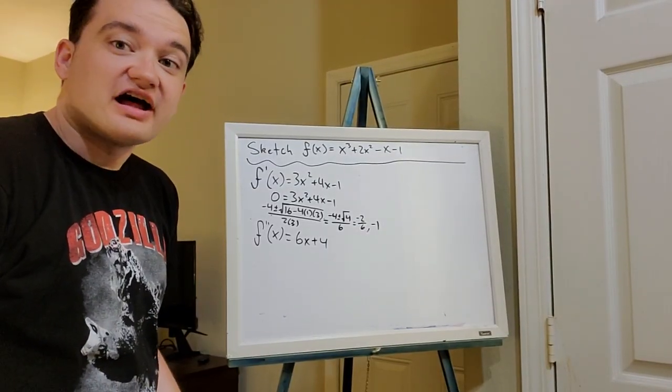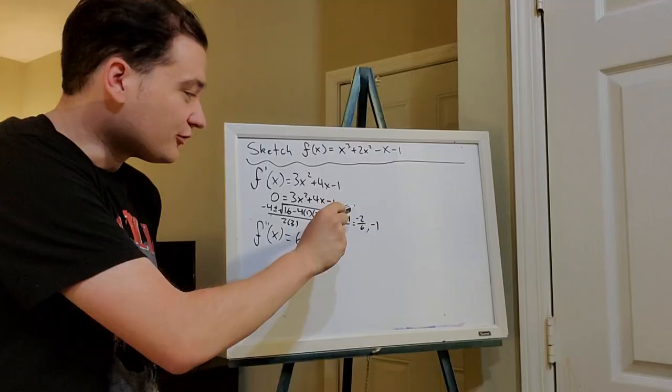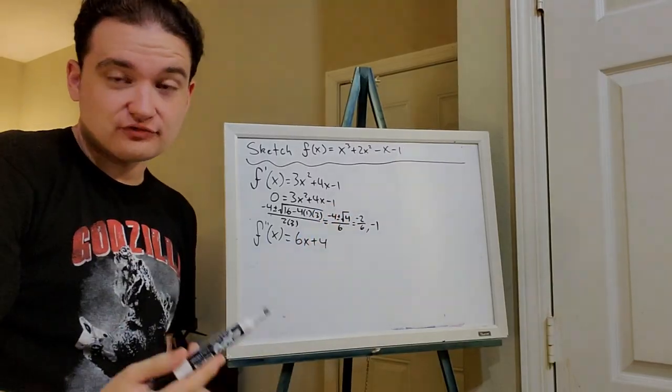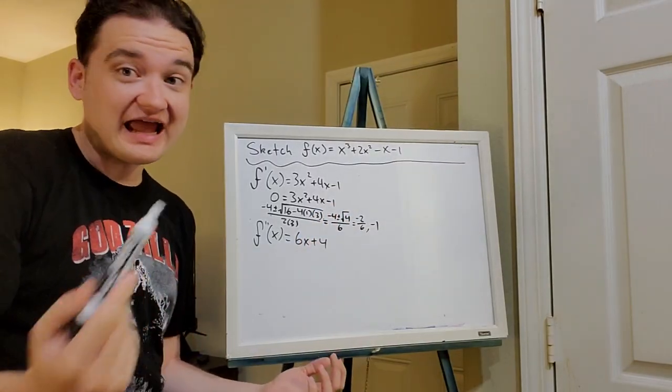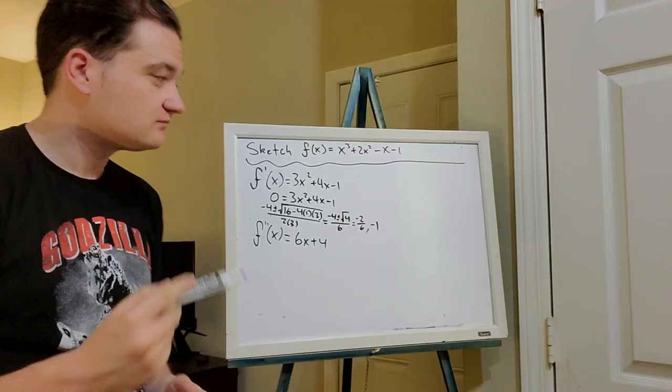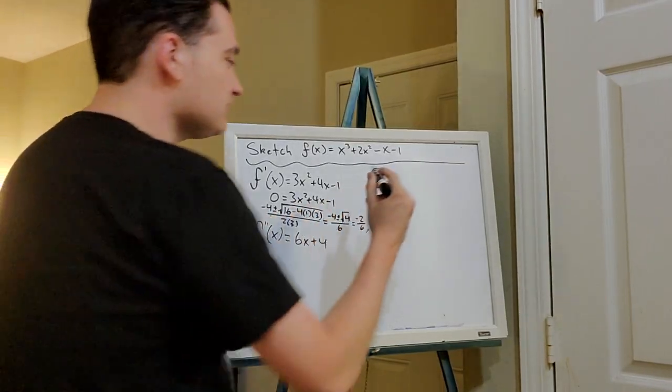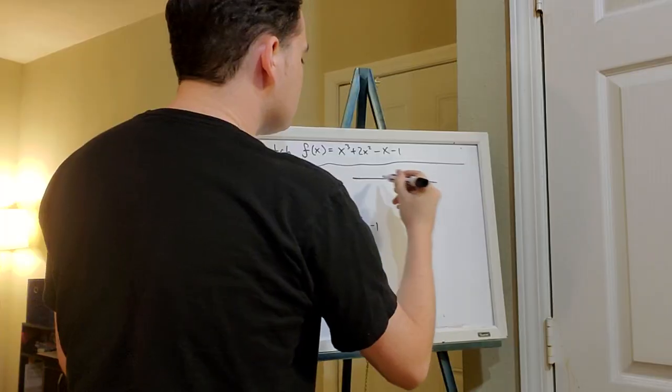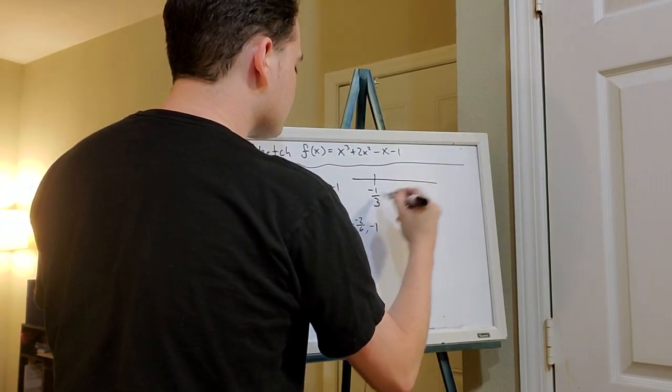I did it a third time. Critical points: -2/6, or -1/3, and -1. Where are we increasing and decreasing? Let's find out. Number line.